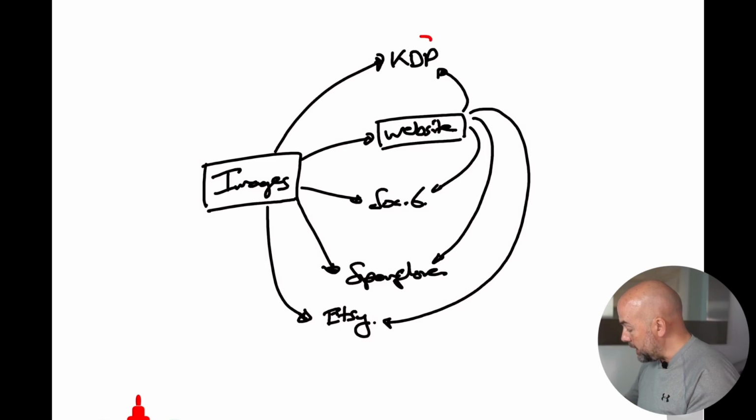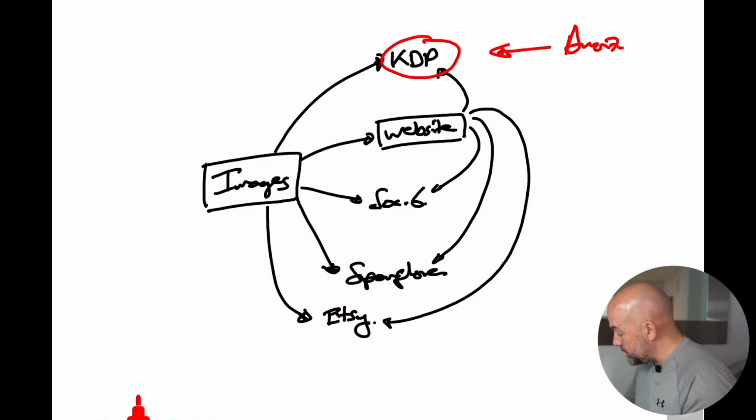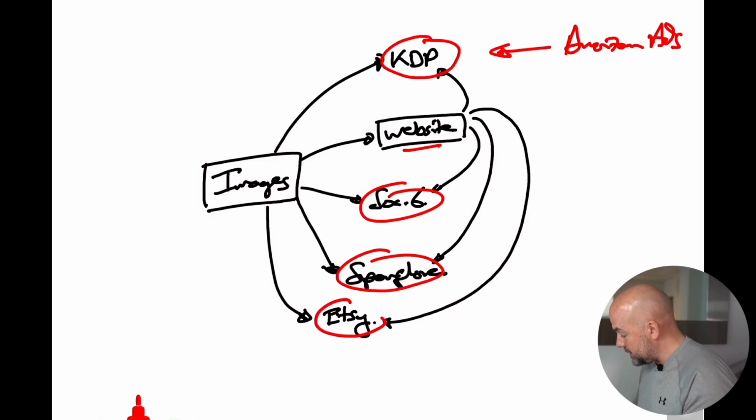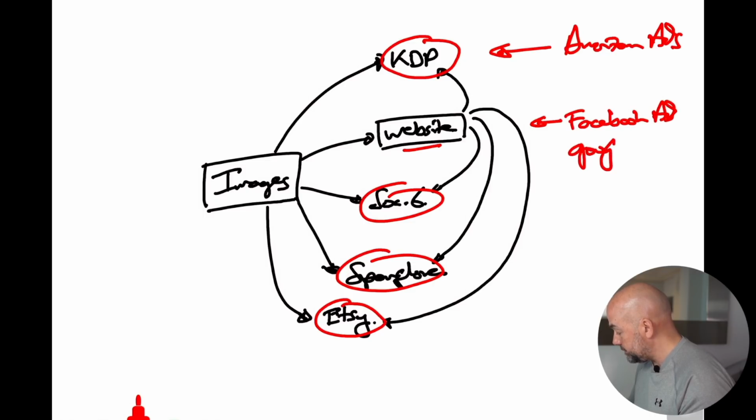Well, if we go back to the drawing that I made, what we've got here is our KDP books. Again, as I said, you could run Amazon ads. But what about our website and these other resources we've created on Society6, Spoonflower and Etsy? Well, you could run ads. So you could run Facebook ads or even Google ads. You could create a Facebook page, have a Facebook page around your niche.